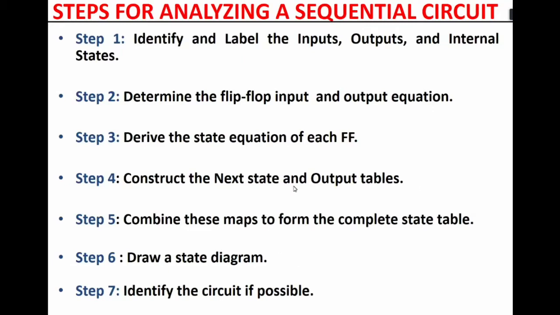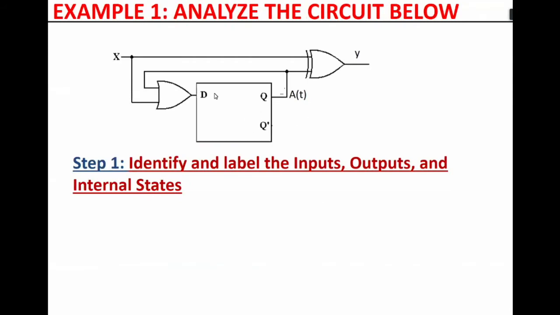So now we will start with the first, most basic example. You've got that circuit. You've been told to analyze it. So the first stage, we said, is you identify and label the inputs, outputs, and internal states. Let's do this together. The input here is X. The output is clearly Y here. Now look at the state variable. The state is the Q output of the flip-flop.